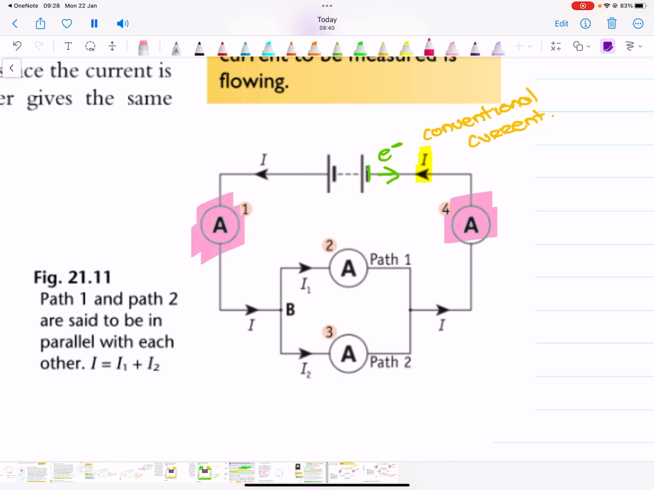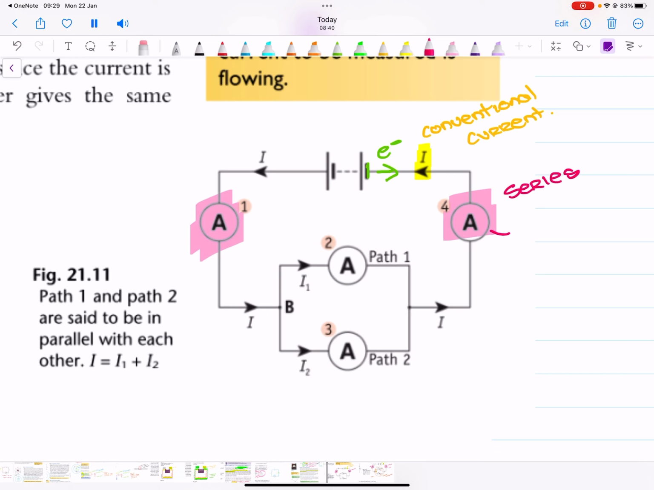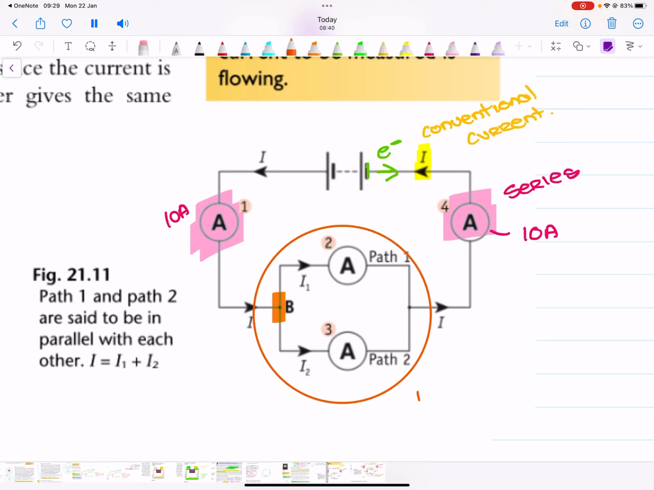Ammeters 1 and 4 are in the series part of the circuit, so they're in the main part of the circuit, which means they will have the same reading. So I think I said that it was reading 10 amps. So if ammeter 4 is reading 10 amps, then ammeter 1 is reading 10 amps. But there's a whole piece here where ammeter 2 and 3 are, and it's called a parallel arrangement. So you can see that ammeter 2 and ammeter 3 are parallel to each other.